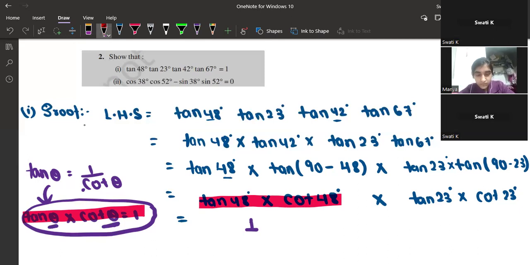1, where theta is 48. Similarly, what is tan theta into cot theta, where theta is 23 degrees? So what's the answer? Is it again 1? Yes. कैसे 1 आया? Just using this formula.